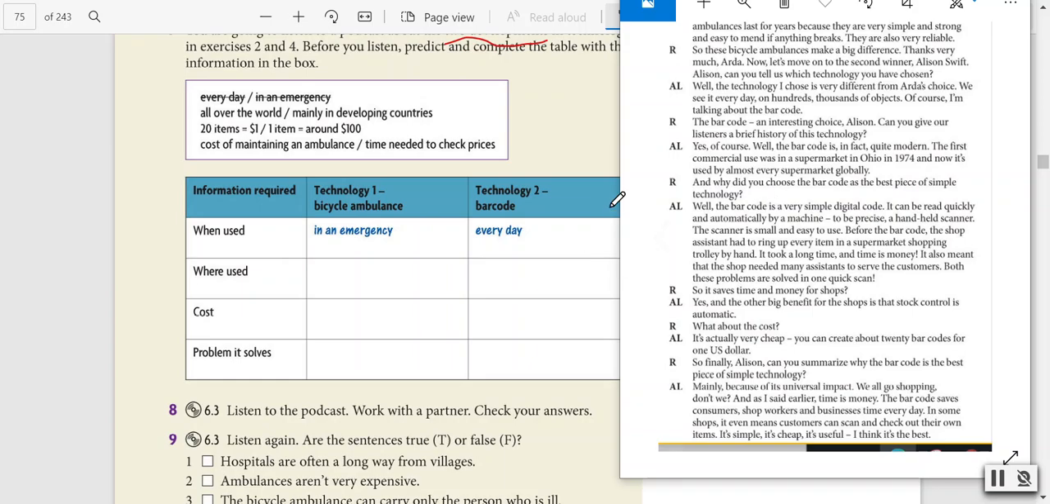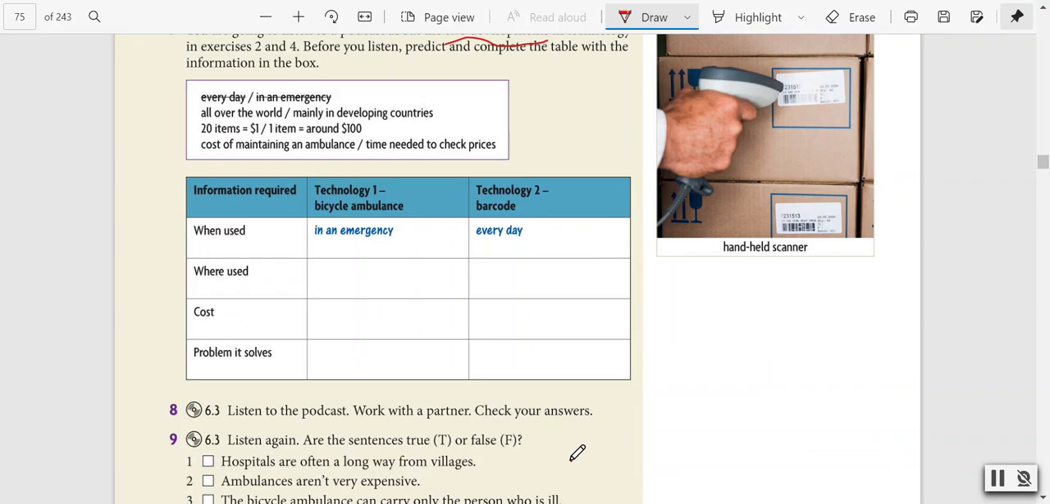Okay, you heard this conversation between these two persons about technology, which is the bicycle ambulance and the barcode. Let's choose the information that we hear about these technologies, technology number one and number two. Where is it used? Bicycle ambulance: mainly in developing countries. Okay, I'll write that down.